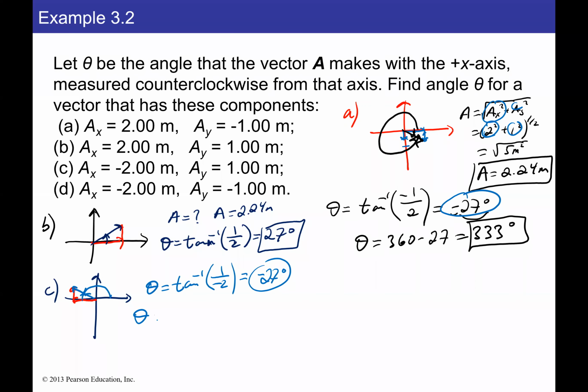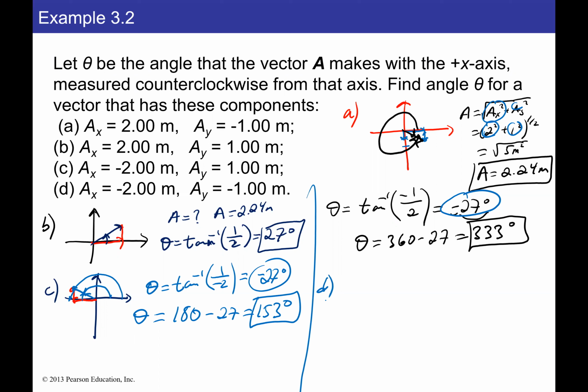To find the theta, we can see, right, half a cycle is basically 180. That means from here to there is 180. But it is 27 degrees less than 180, so it's 153 degrees. And that's how you write the theta, because it is 153 degrees relative to the positive x-axis.